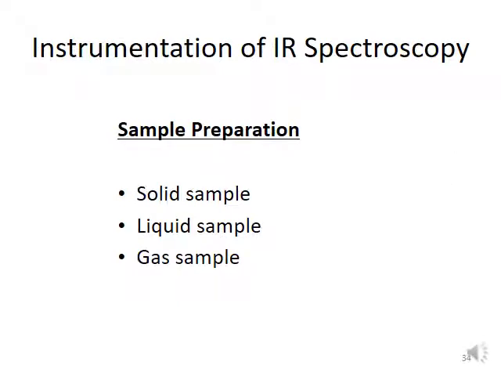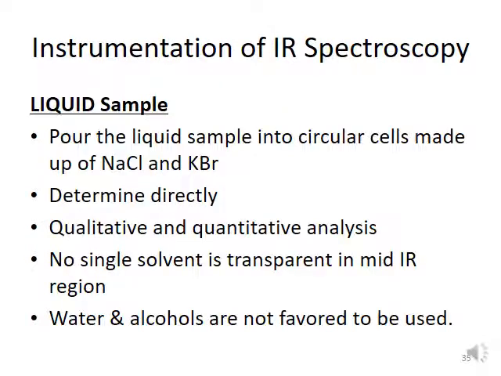So for the sample preparation part, we refer to three different kinds of sample. We have a solid sample, a liquid sample, and also a gas sample. For the liquid sample, we can simply pour the liquid sample into circular cells made of sodium chloride or potassium bromide. So the liquid sample is a bit easier to use and scan, and it can be determined directly.